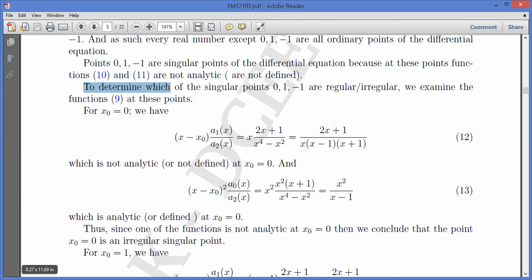So we are saying that to determine which of the singular points we have established above are regular or irregular, we can examine the functions.